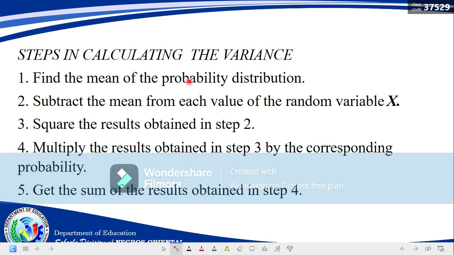Now, the steps in calculating the variance. First, find the mean of the probability distribution. Second, subtract the mean from each value of the random variable x. Third, square the results obtained in step 2. Fourth, multiply the results obtained in step 3 by the corresponding probability. Then fifth, get the sum of the results obtained in step 4.